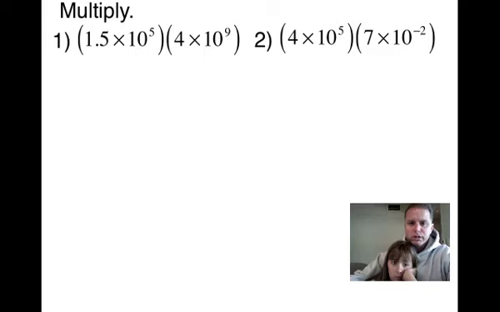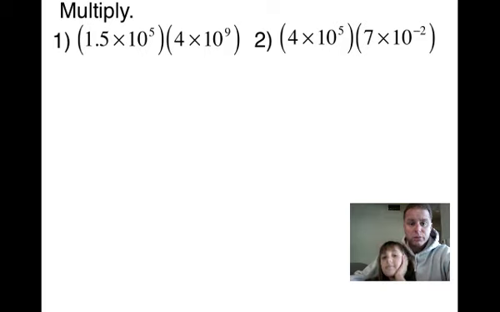So would you please try these two? And if you can't get them, it's okay, although the numbers are fairly easy. These are ones that you might be able to do in your head. So pause the video, do as much as you can, and then come back and we'll help you out. Or you can see if you got them right.